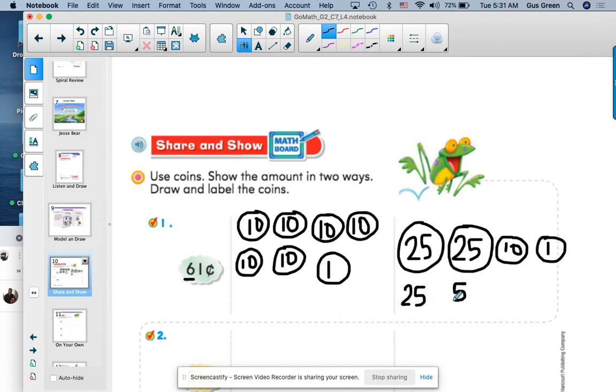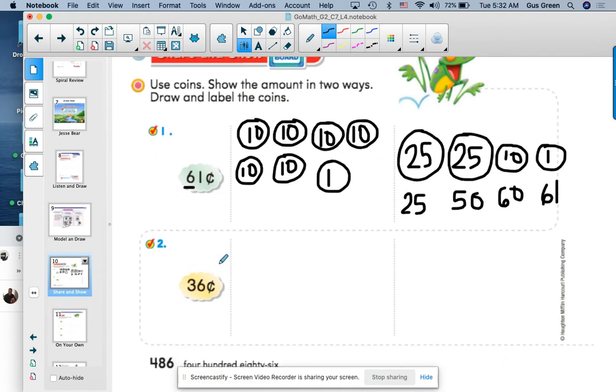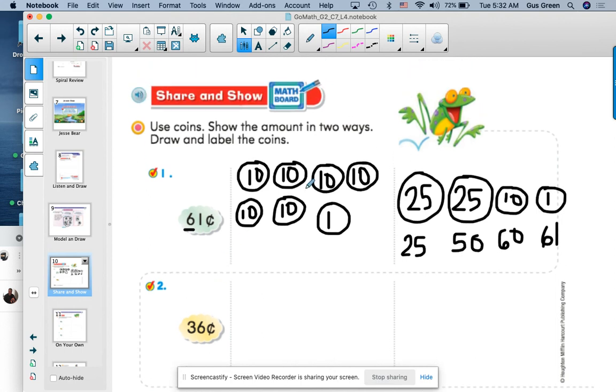25, 50, 60, and 61. I like the running total. Okay, so there's 2 different ways to make 61. And you have several of these to do. Okay, so when you're drawing your coins, make sure you put the value of each coin. We'll know that the 10 represents a dime, the 1 represents a penny, 25s represent a quarter, and I didn't use one, but a circle with a 5 is a nickel.